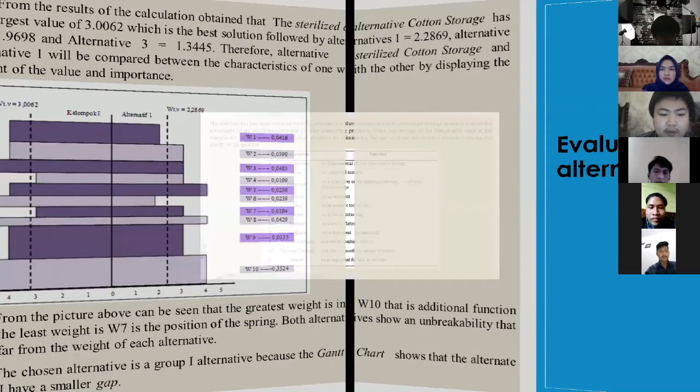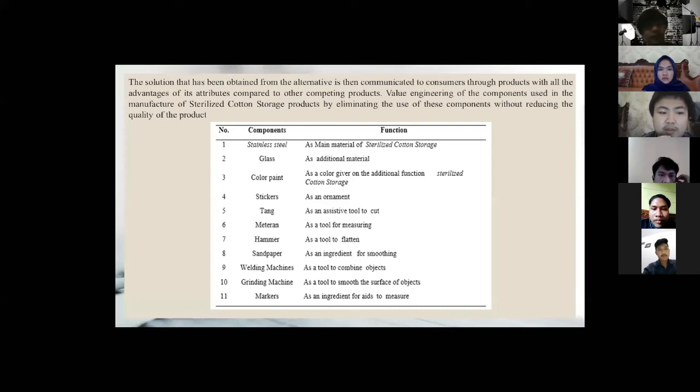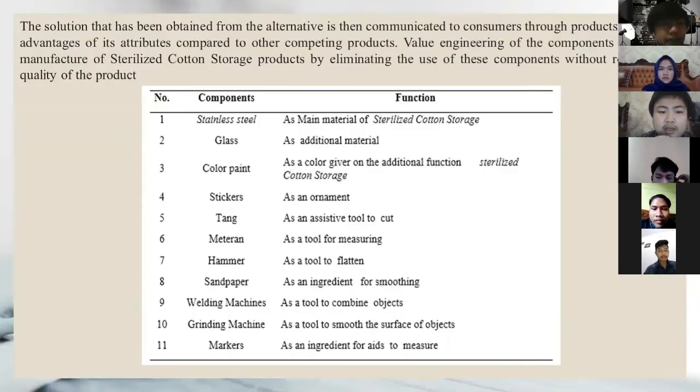Alternative evaluation. From the result of calculation, we obtained that the sterilized cotton storage alternative has the largest value, which means we start by comparing alternative one and our product, displayed from the Gantt chart below.